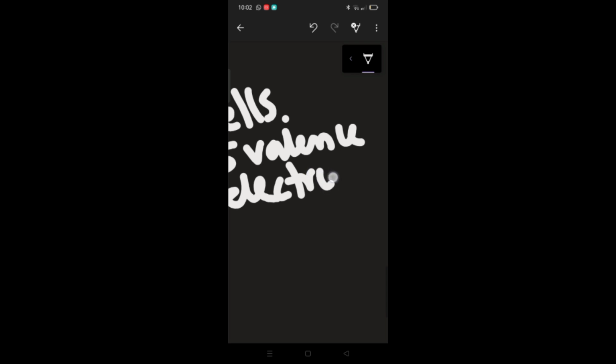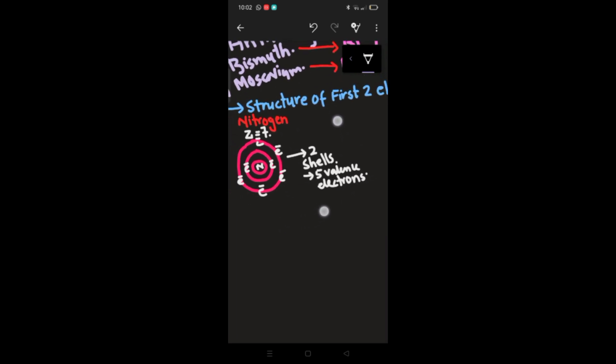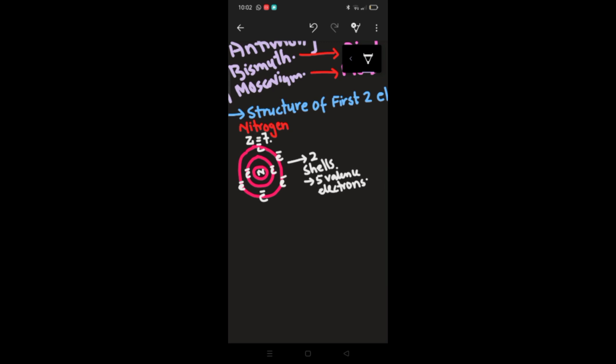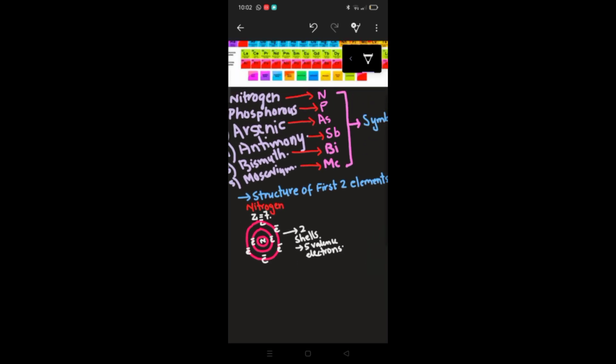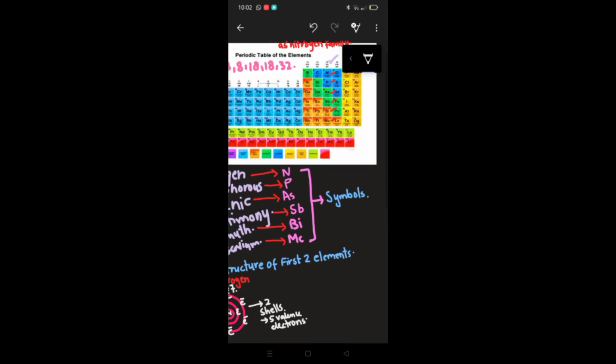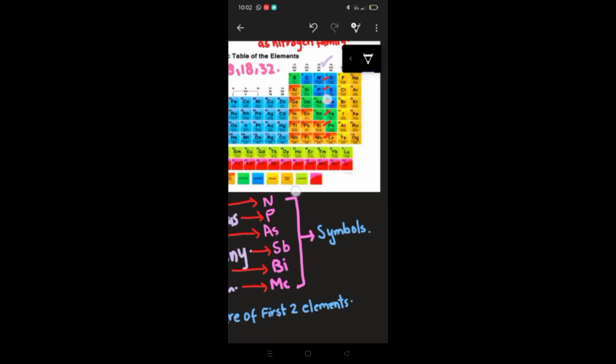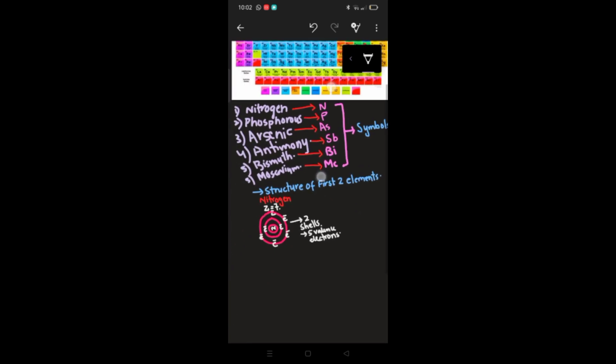As I told you about valence electrons and valence shells in the last video as well. So it has 5 valence electrons present in the valence shell. The fifth A group will have 5 electrons in its valence shell. All elements of the fifth A group will have 5 electrons in their outermost shell, or valence shell. We have seen the structure of nitrogen here. Now we are going to check the structure of phosphorus.